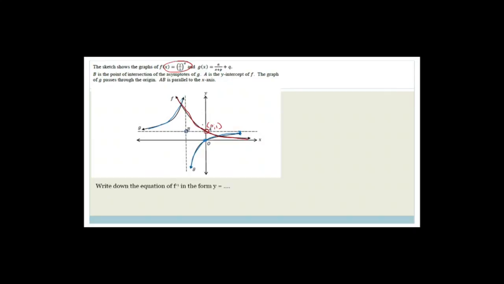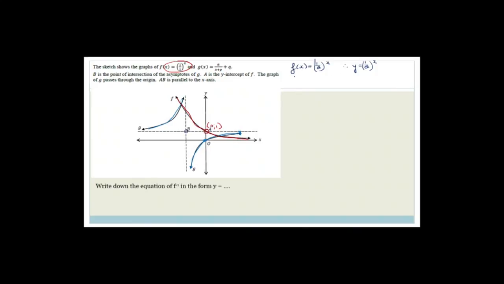Okay, so the first thing they want us to do is write down the equation of f inverse in the form y is equal to. So we need to find the inverse of this. Let's get done with that so we can move on to the rest of the questions. We know that f of x equals a half to the power of x, so we can write this as y equals a half to the power of x.